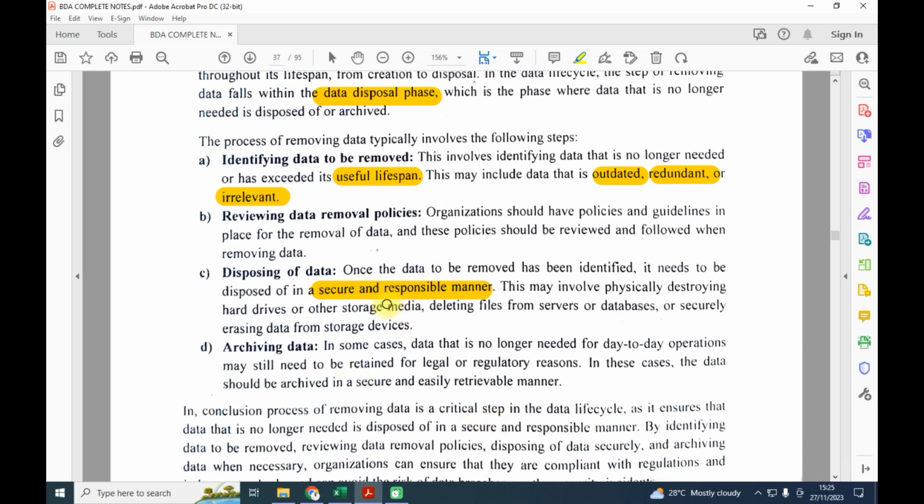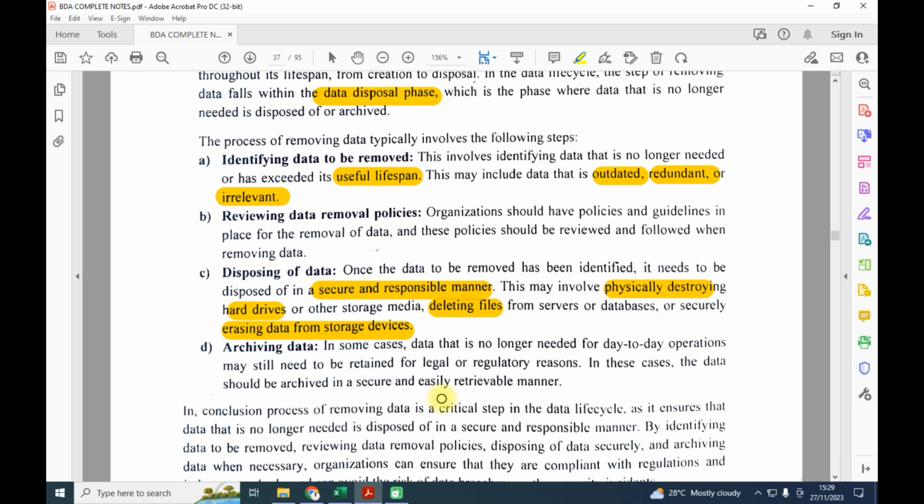When you talk about secure and responsible manner, making sure the data is not accessible by unauthorized persons. Now we may think we have disposed, and maybe we have exposed that data to people that were not supposed to see or access that data. This may involve physically destroying the hard drives. So you shall destroy them physically, the hard drives or the storage media, and also we delete the files from the servers or database, and securely erase the data from the storage devices. So that is a process where we are disposing our data in a secure and responsible manner.